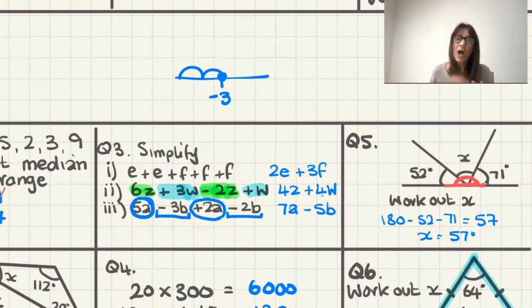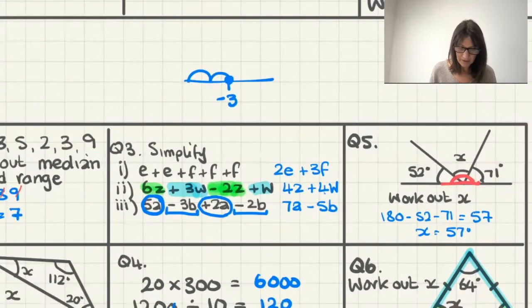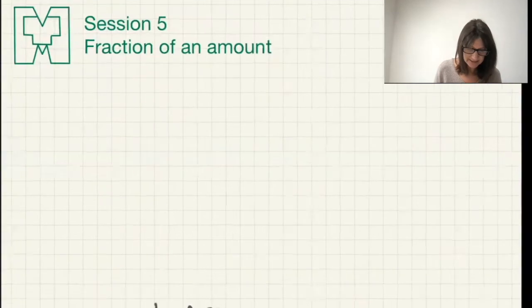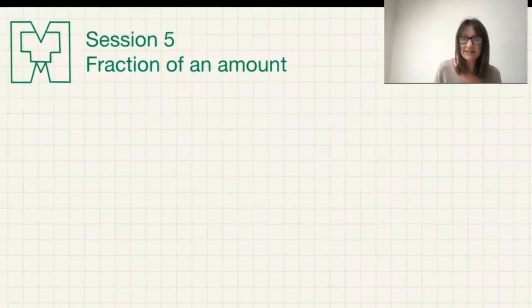Okay, so I'm hoping that this is now starting to come back in your memory. We'll be keeping it up. By the end of this course, you really will have this secure. All right, so let us start looking at today's learning.